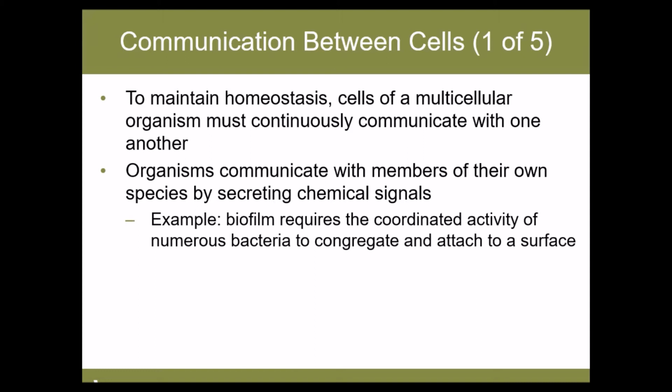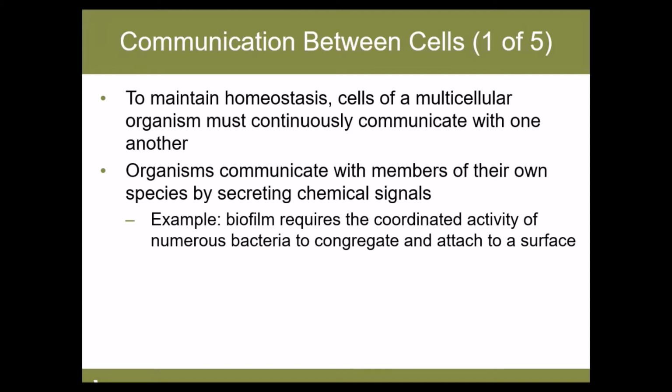So first of all, homeostasis, I think we've seen before, is that equilibrium or balance that is very important for all living things. In humans as well, we have to have a balance internally. And so in order to maintain that type of balance and equilibrium, cells have to be able to communicate with each other. And so we'll talk about that throughout the chapter.